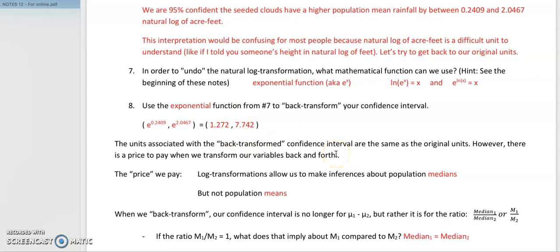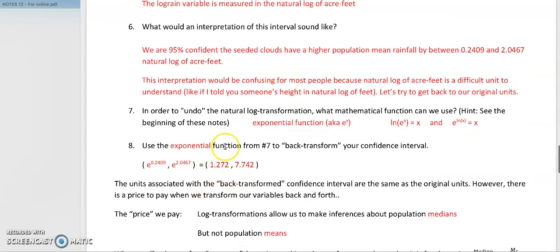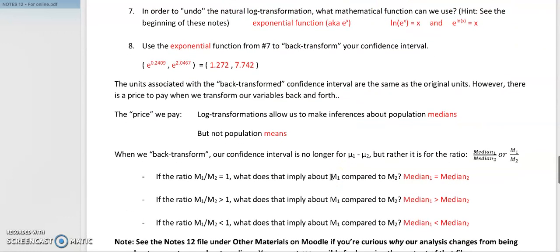That's not the case. So before, we would have looked at this and said, this represents the range that we think mu1 minus mu2 falls into. This now represents the range that we think median 1 divided by median 2 falls into. So what we can do with that is start to look at these numbers and think about what they're telling us.